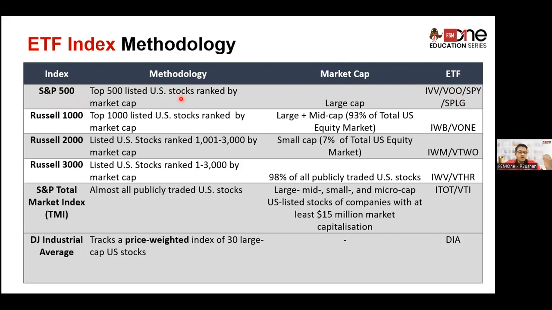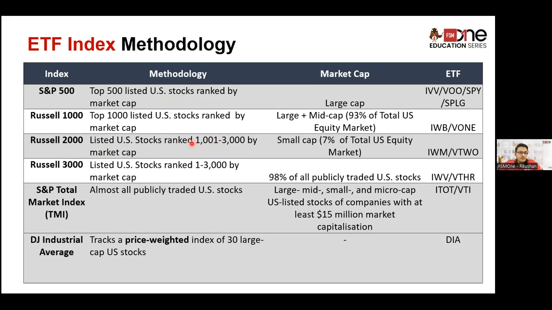So the broad market indexes are very straightforward. It means what it says: S&P 500 means the top 500 listed companies in the US by market cap. But for the less common ones, you need to do more research on it. Like the Russell 2000: the common understanding would be 1000 to 2000, but it's actually the 1001 to 3000 listed companies by market cap.